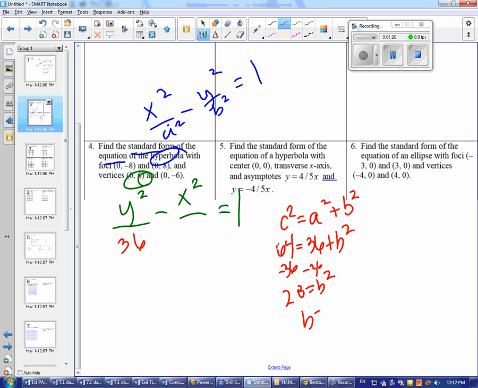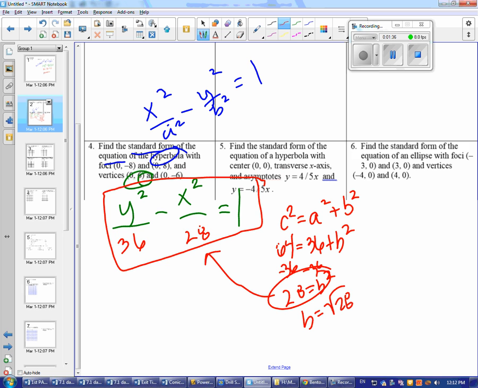I could go further to find that b equals radical 28, but I don't have to do that because b squared is what goes in that other denominator. And that's it for that equation.